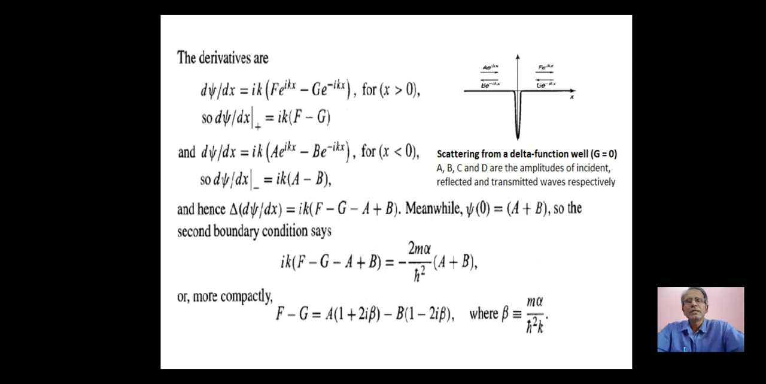The derivative d psi upon dx is equal to ik times a exponential ikx minus b exponential minus ikx, for x equal to 0. So d psi upon dx on the negative side is equal to ik bracket a minus b. For x greater than 0, d psi upon dx is equal to ik bracket f exponential ikx minus g exponential minus ikx, and so d psi upon dx on the positive side is equal to ik bracket f minus g. Hence delta d psi upon dx is equal to ik bracket f minus g minus a plus b. At x equal to 0, we have psi 0 equal to a plus b.